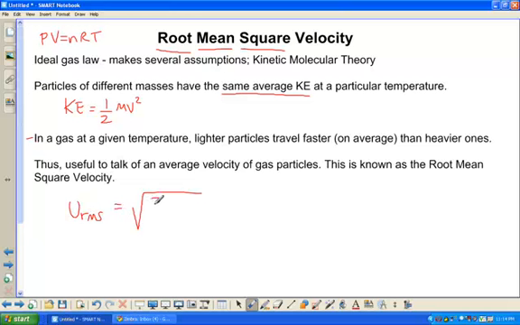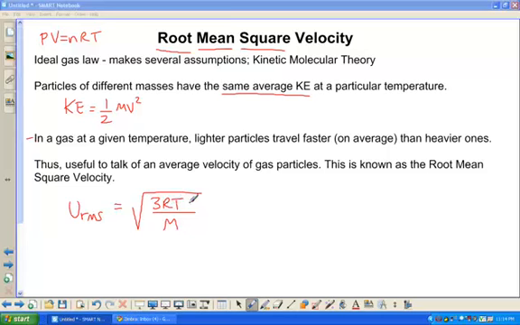which is the square root, hence root, of 3RT over M. Now we just need to clarify what exactly these things are, because they're a little bit different than we've seen before. T, of course, is temperature in Kelvin. That's not really a surprise.